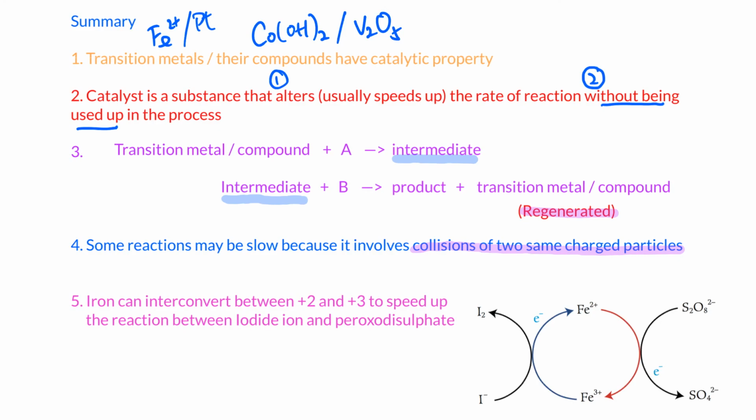Lastly, we have a very typical example. We are using iron to catalyze the reaction between iodide and peroxydisulfate, and you can see that in the process, Fe2+ and Fe3+ interconvert, by getting the electron from the I minus and passing the electron to the peroxydisulfate. So this one is a typical example. You better bear it in mind. Revise that one.